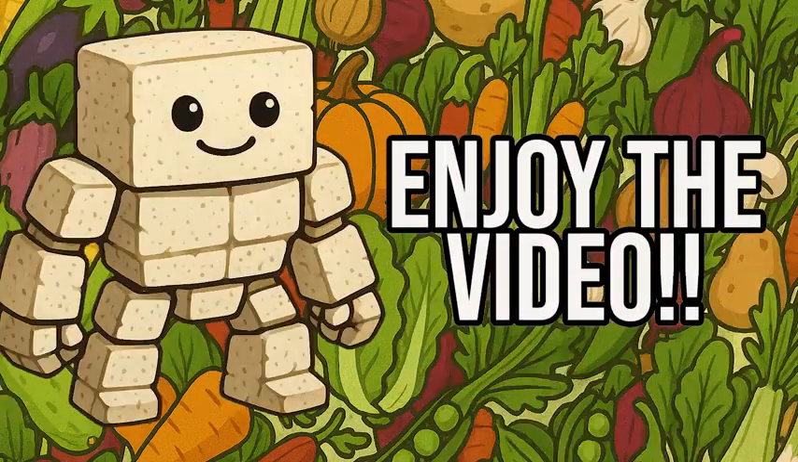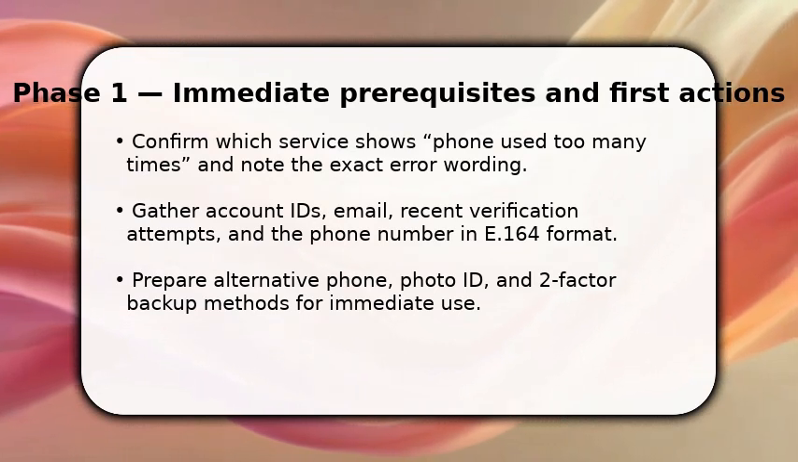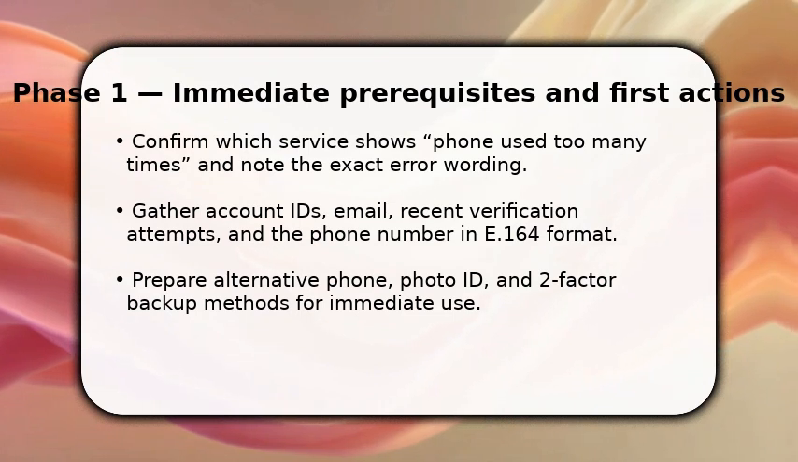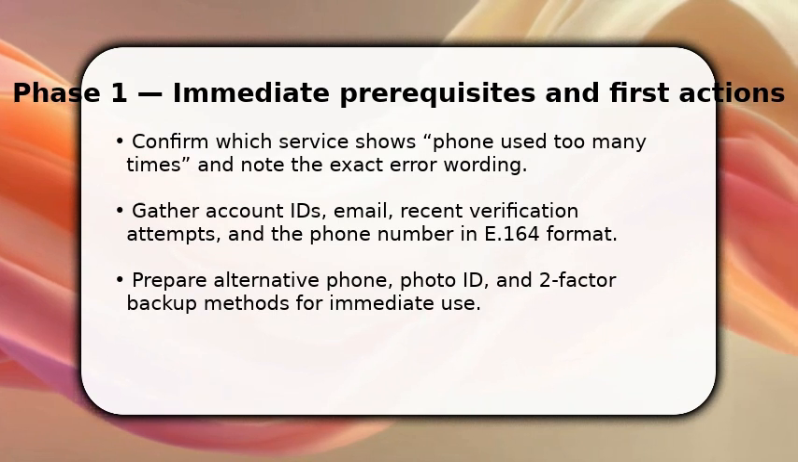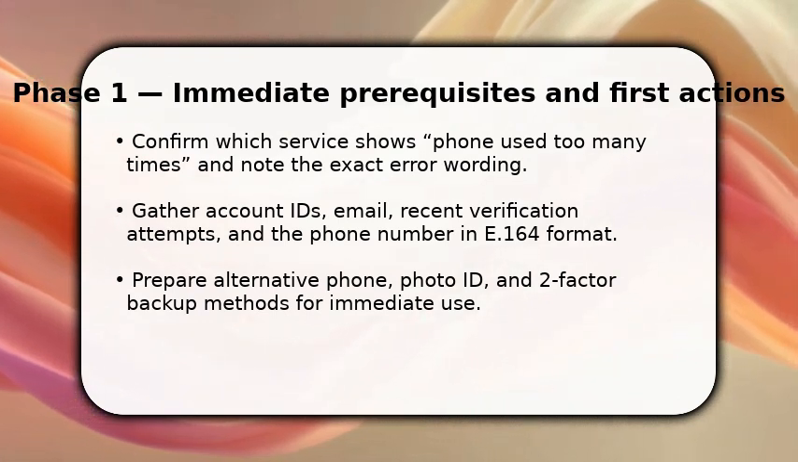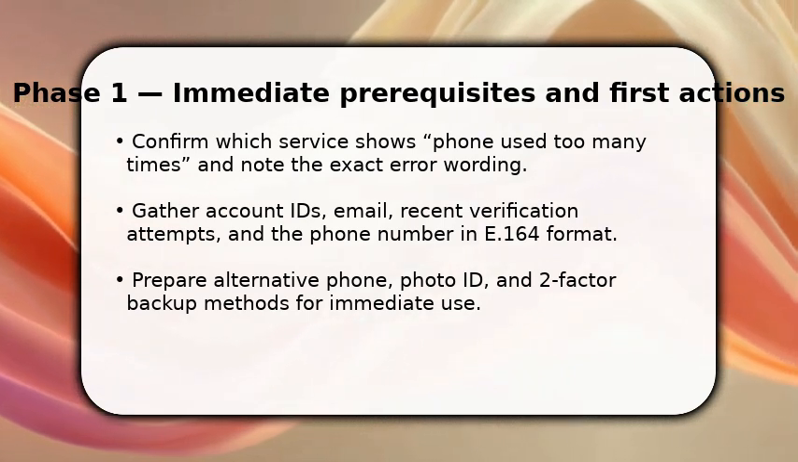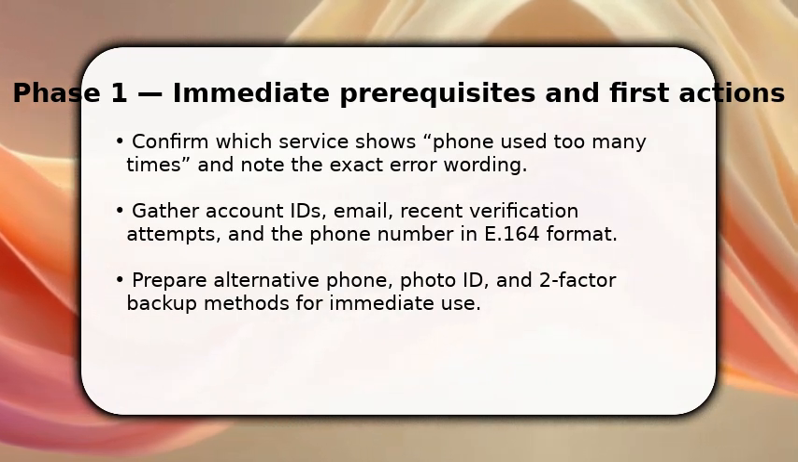Please enjoy the video. You start by identifying the precise service and error message. That tells you the rate limit rules. Next, gather essentials: account ID, email, the problematic phone in E164 format, and timestamps of verification attempts. While you collect those, have an alternate phone and photo ID ready for identity checks. This speeds recovery. Once done, pause any repeated attempts.